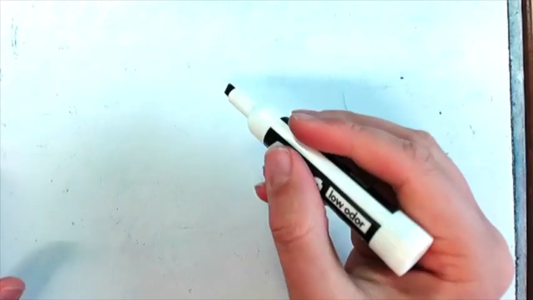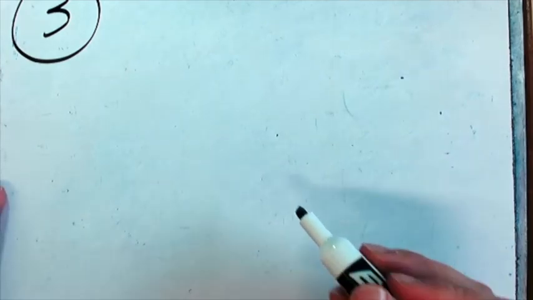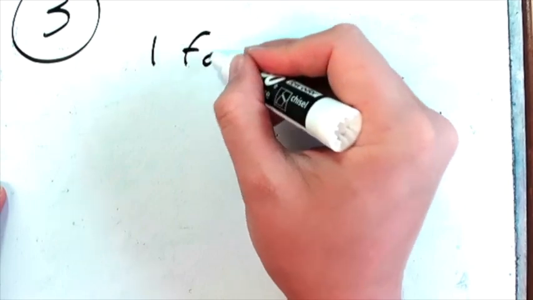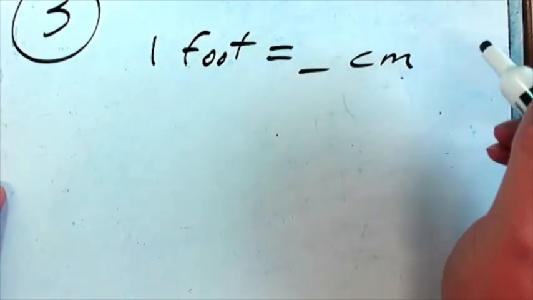In the next question, ooh, brand new fancy marker. So question 3 here. For question 3, we have a foot. So 1 foot equals how many centimeters?